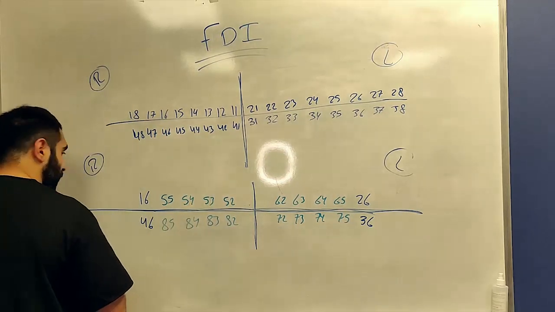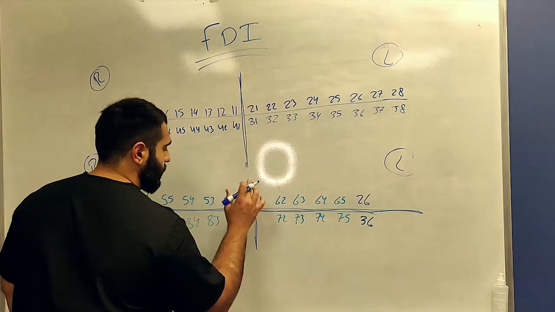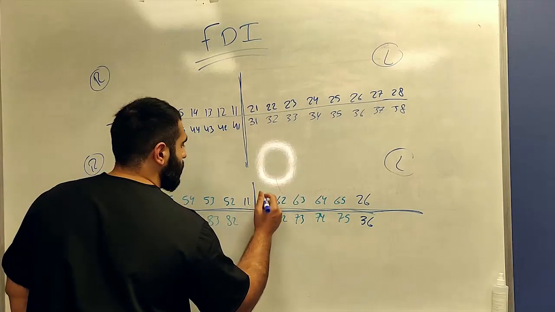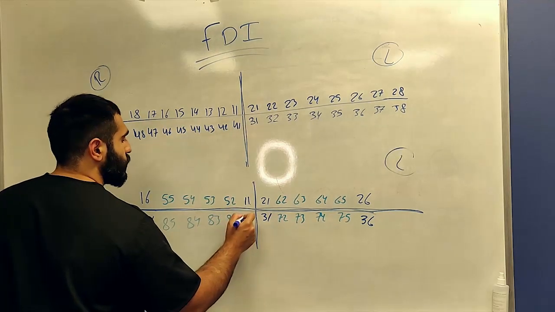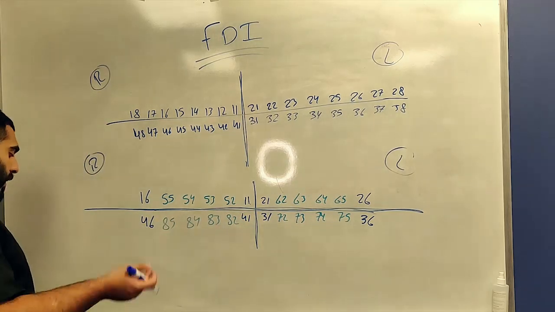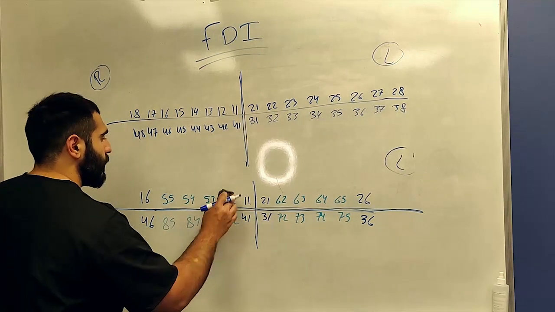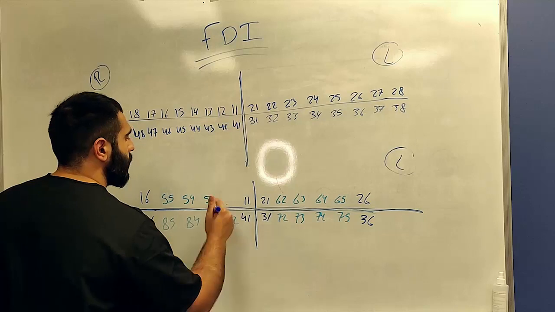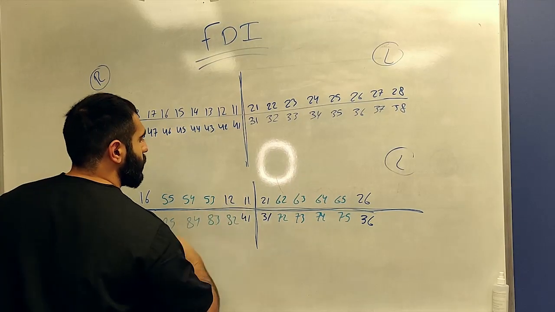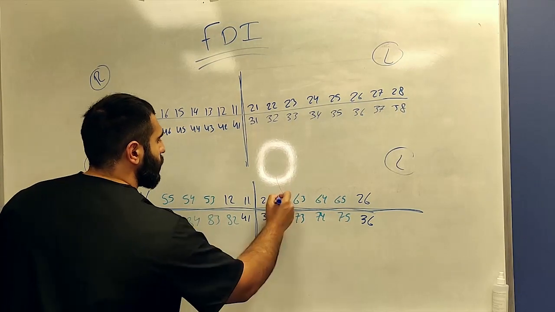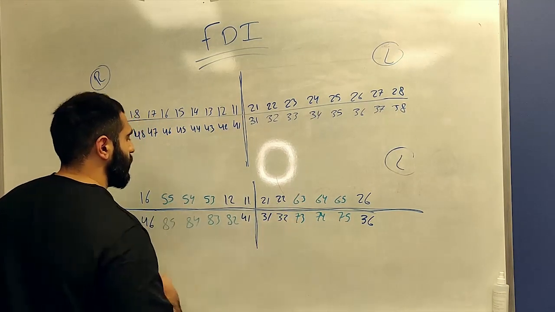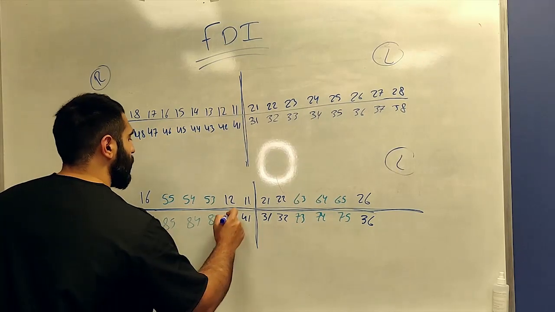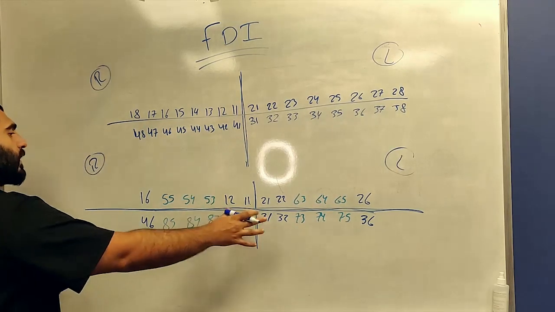So 5-1 changes to 1-1, or gets replaced by 1-1. 6-1 gets changed by 2-1. 7-1 gets changed to 3-1, and then 8-1 gets changed to 4-1. Right after that, your lateral incisors go. 5-2 becomes 1-2, 6-2 becomes 2-2, 7-2 becomes 3-2, and 8-2 becomes 4-2. Like we said, canines go last.